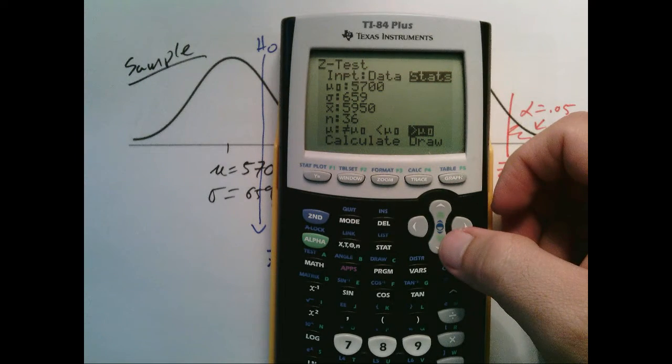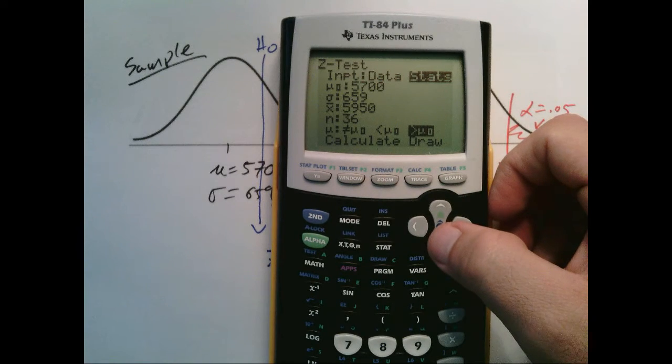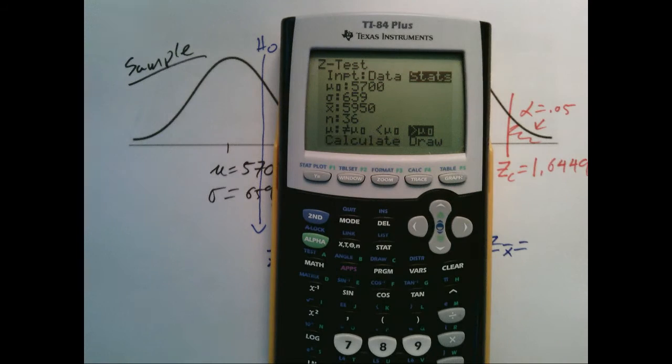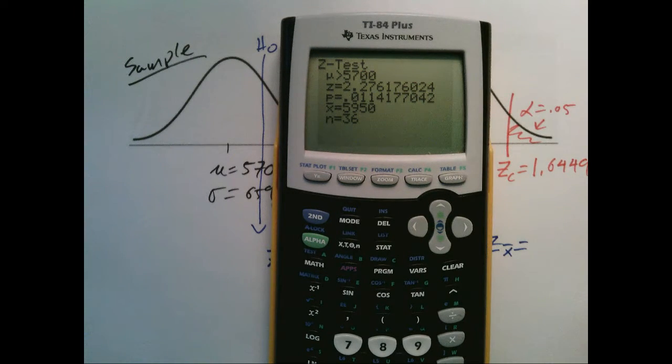My mean of my population is 5,700. My sigma for my population was 659. My x bar was 5,950. My n is 36, and it's a right-tailed test. Go ahead and calculate. Alright, when I calculate it, do you see right there we have the z is equal to 2.27615? That is what our z value is for our test statistic.